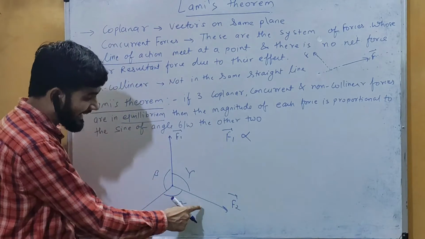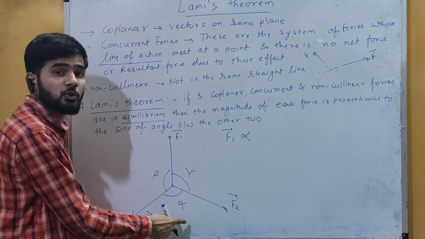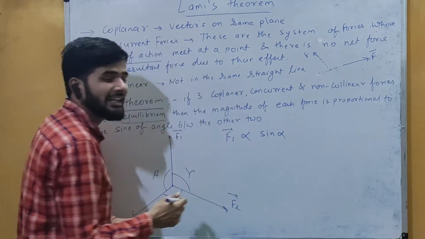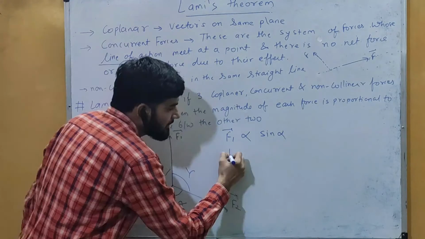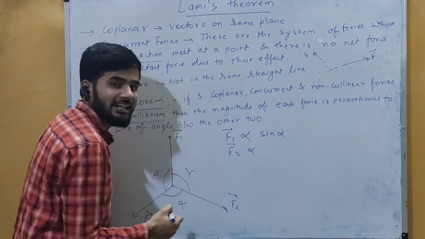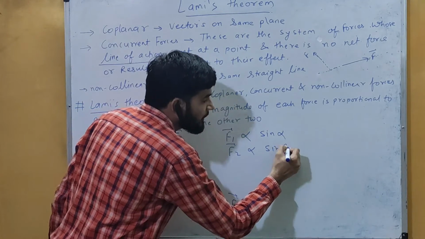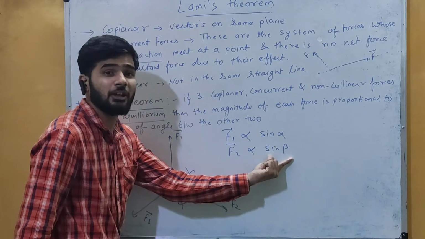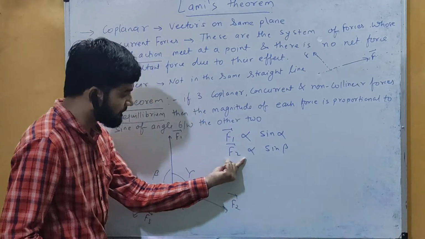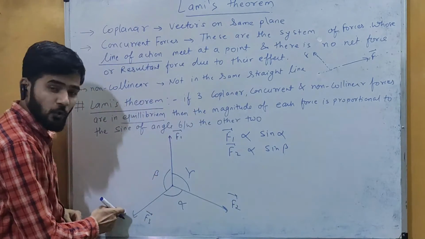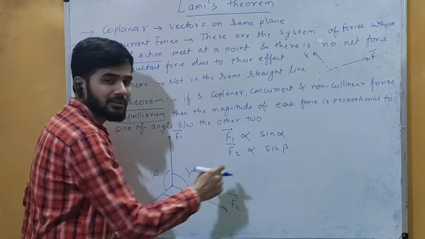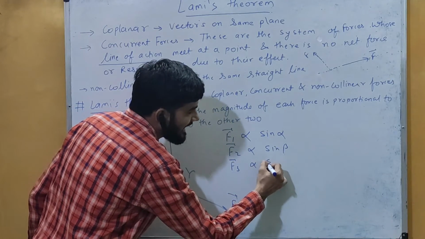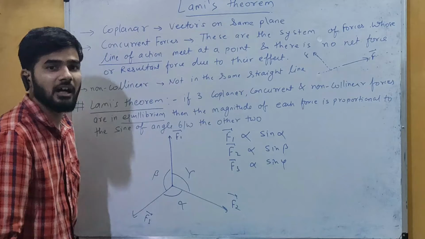Now according to Lami's theorem, this force F1 is directly proportional to the sine of the angle between the other two, meaning it is directly proportional to sine alpha. Similarly, the magnitude of force F2 is directly proportional to the sine of the angle between the other two, which is beta, so sine beta. In the same way, the magnitude of force F3 is directly proportional to sine gamma.